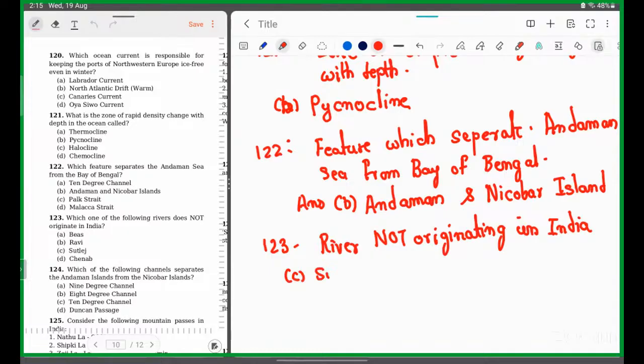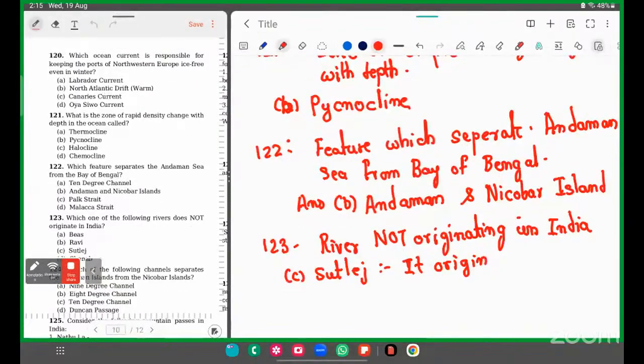C, Satluj. It originates in the Tibetan Plateau, China.